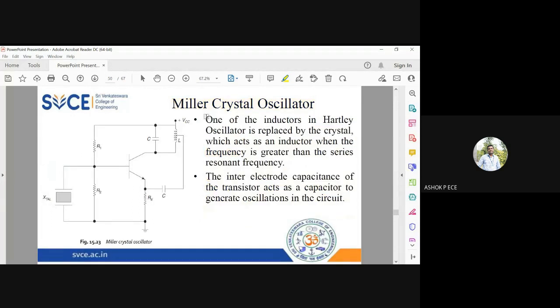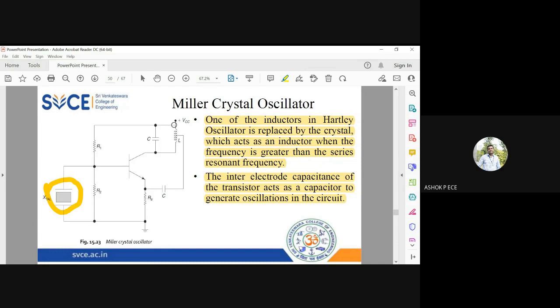So one of the inductors in the Hartley oscillator is replaced by the crystal. You know in a Hartley oscillator you have L1, L2 parallel to C. L1 is going to be L. L2 is going to be replaced by the crystal. And when you operate the crystal between the series and parallel frequency, it produces an inductive effect. So I'm going to replace one inductor in the Hartley oscillator by this crystal so that I at least try to make my circuit compact in that way.